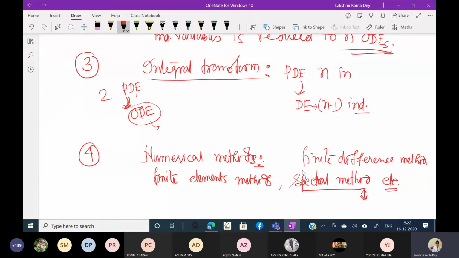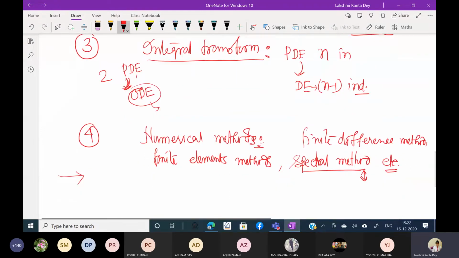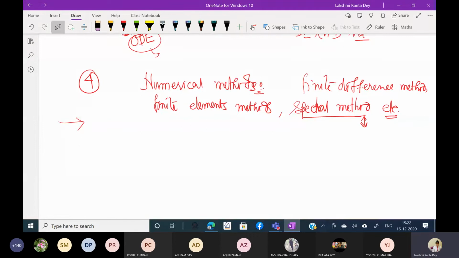But we are interested in the first technique, changing the coordinate system to reduce it to a standard form or canonical form, and then we'll see how to solve it.